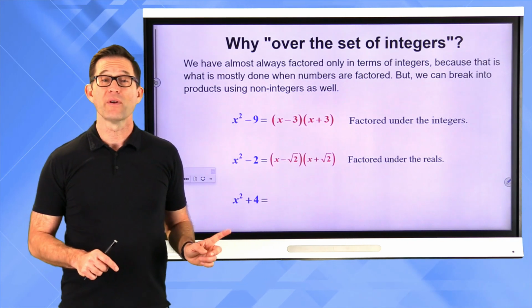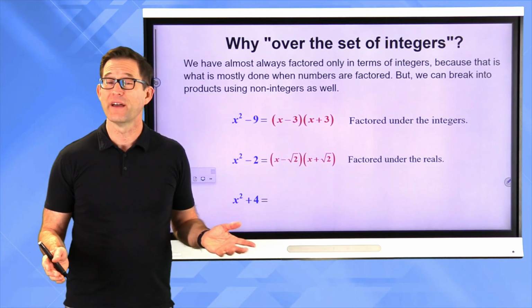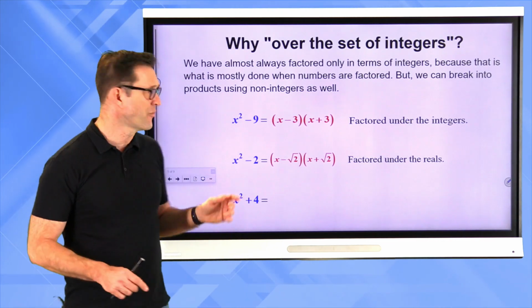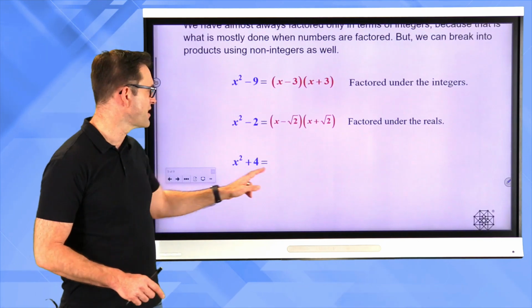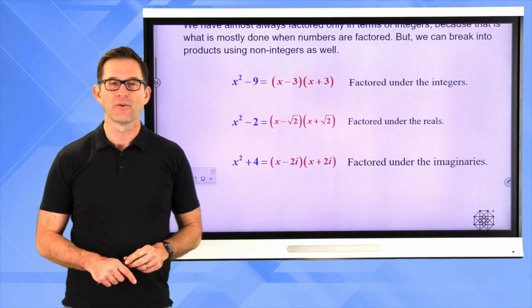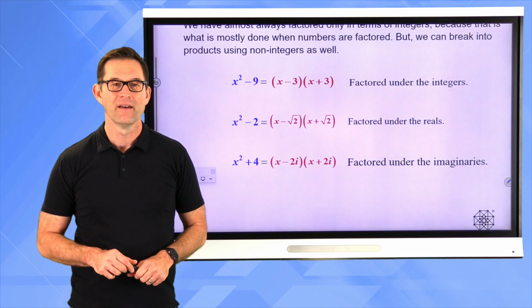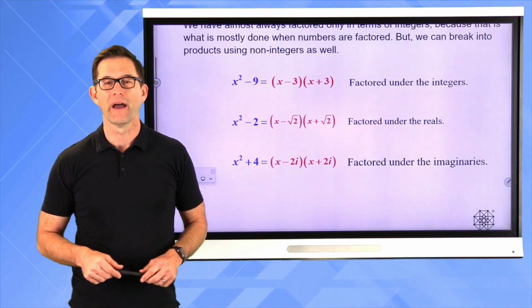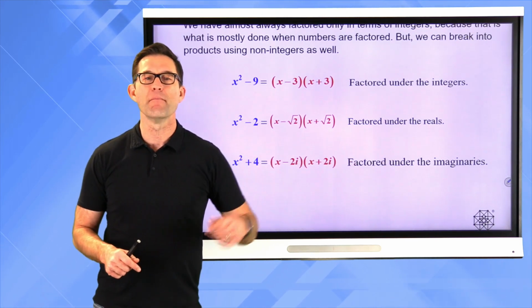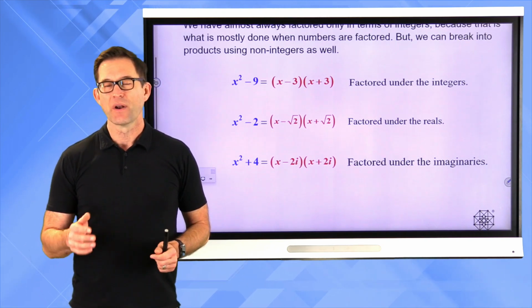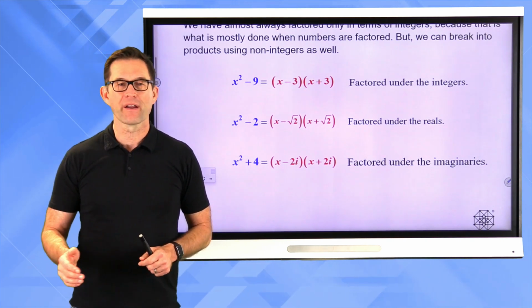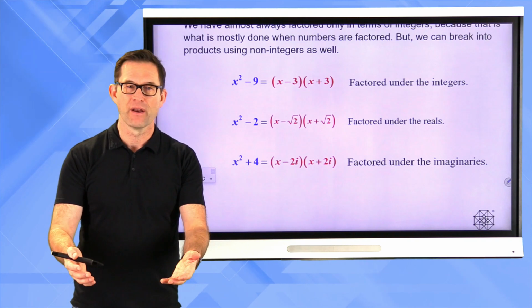Now x squared plus 4, that thing, is like, well, geez, that's not even a difference. Not even a difference. And yet, you can factor it into x minus 2i times x plus 2i. And that would be factored under the imaginaries, all right? So in other words, we could break that up into a product as long as we brought imaginary numbers in.